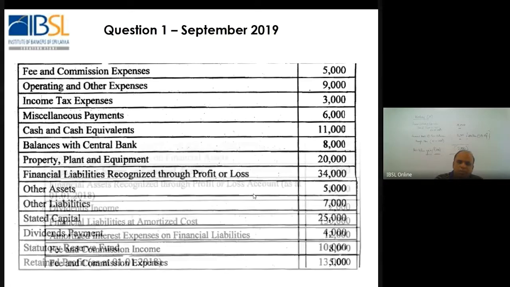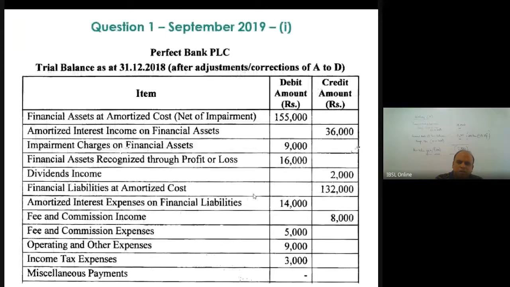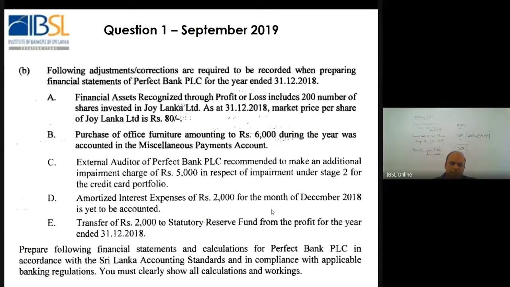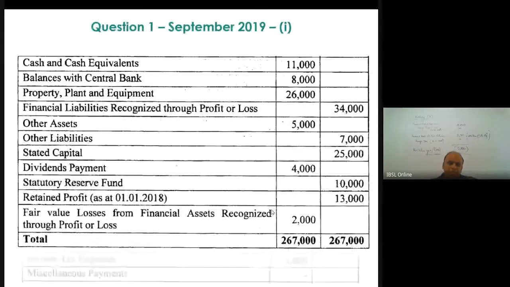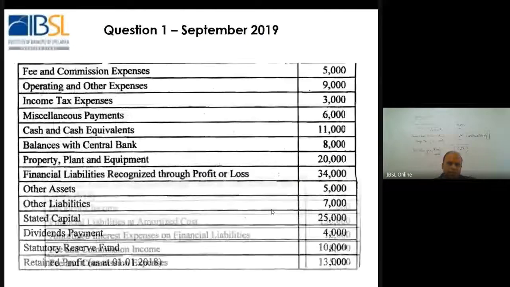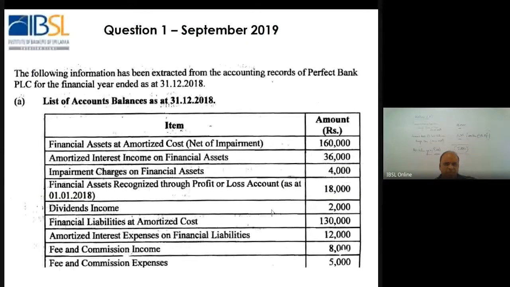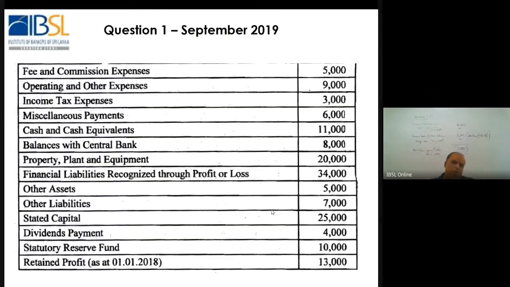So let's see whether the trial balance is adjusted accordingly. Yes, you will see financial liabilities has gone up by 2000, and the amortized interest expense also has gone up by 2000. So basically, when you look at it, after adjusting these four entries, your trial balance would look like this. But initially, when you looked at it, your trial balance was like this. Or in other words, this is the list of account balances. So from here, how do we get into this?